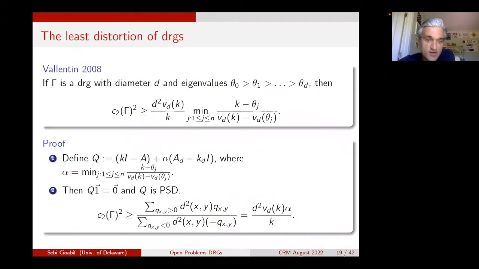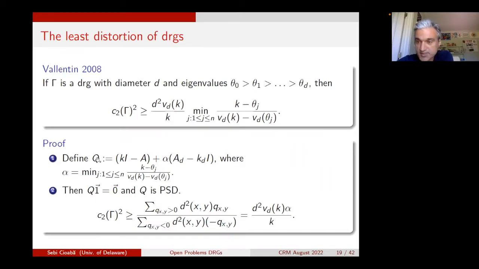Another result that Vallentin proved is that if you take a distance regular graph with diameter d and distinct eigenvalues theta 0, theta 1, up to theta d, where theta 0 is the valency k, then the square of the least distortion is bounded from below by this expression. His argument is similar in spirit to the one from the previous proof. You want a lower bound for this parameter. Here I'm working with c_2 squared, so there are no square roots, just a fraction.